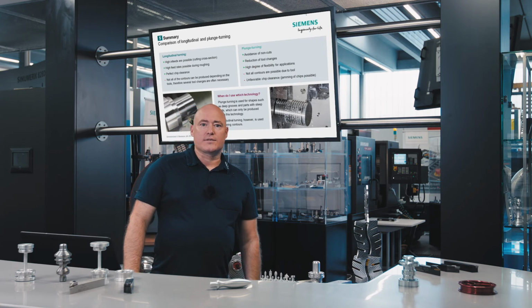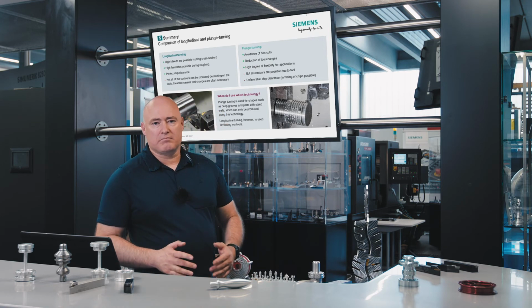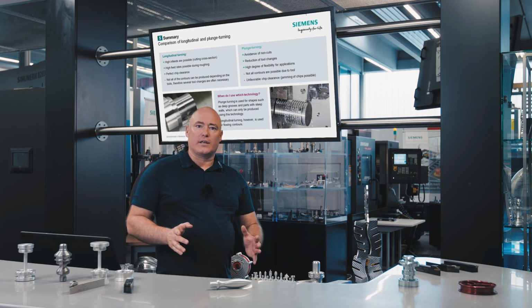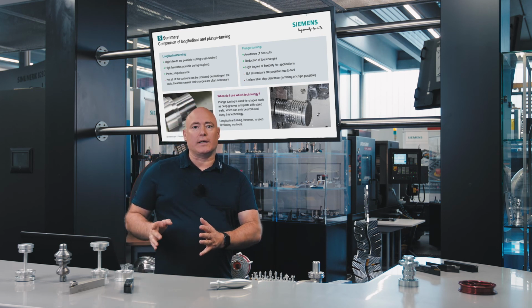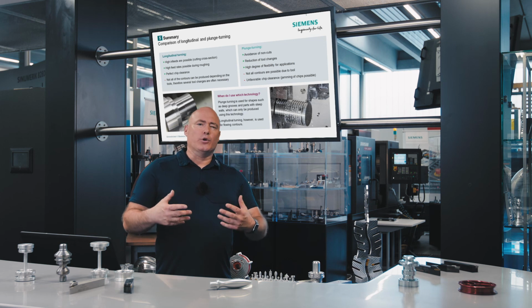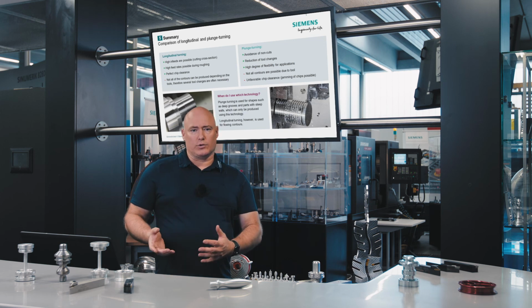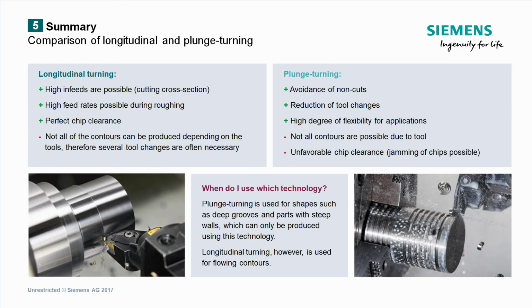As you've just seen in practice, this component cannot be produced with either longitudinal turning or plunge turning alone. A combination of both technologies is needed. To sum up, we can say that plunge turning is used for forms with deep grooves, areas with steep walls, and longitudinal turning is used for flowing transitions for radii.